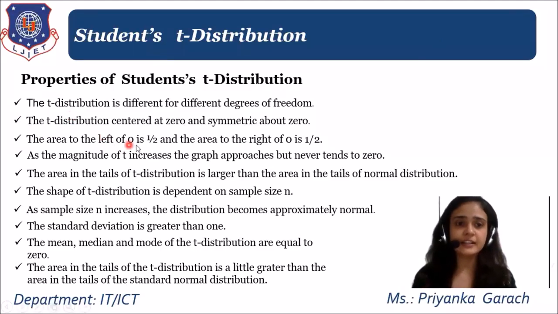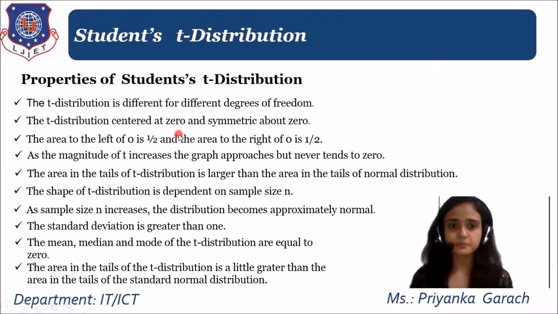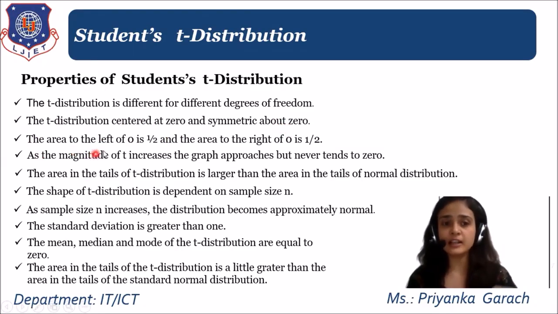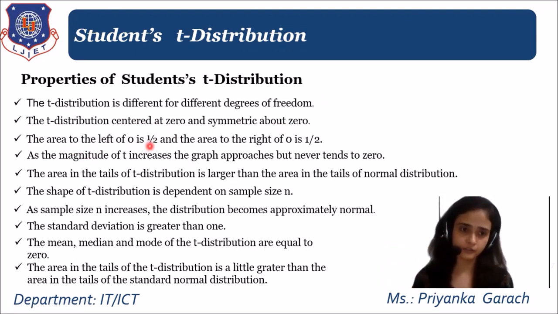So we can say that the t distribution is centered at 0 and it is symmetric about 0. Also, the area to the left of 0 is half and the area to the right of 0 is again half. These 2 points we have already seen. As the magnitude of t increases, the graph approaches but never touches 0. Also, the area in the tails of the t distribution is larger than the area in the tails of the normal distribution. This point we have also covered.